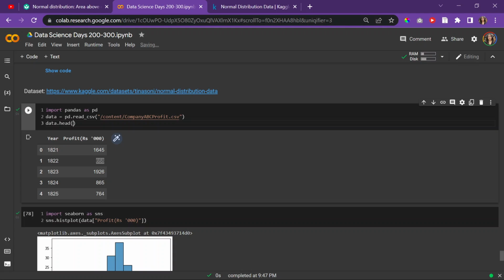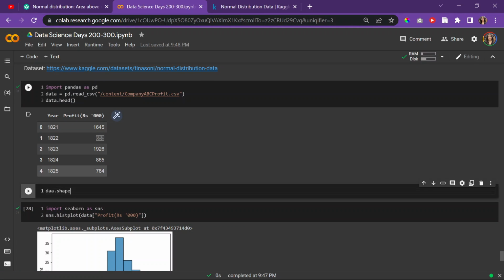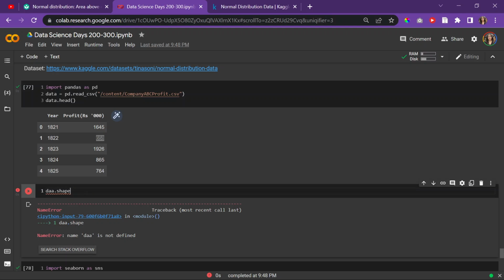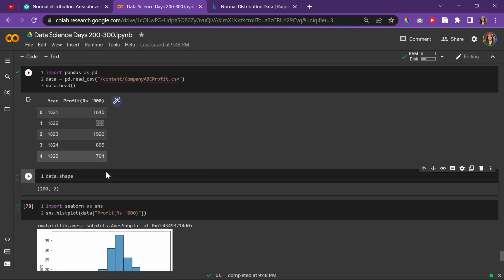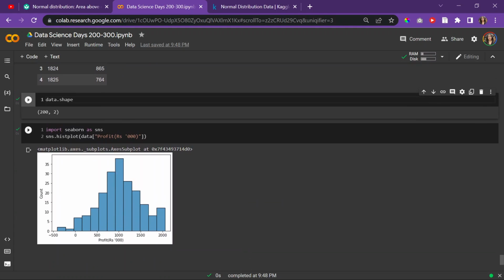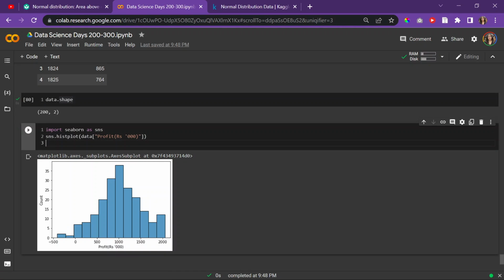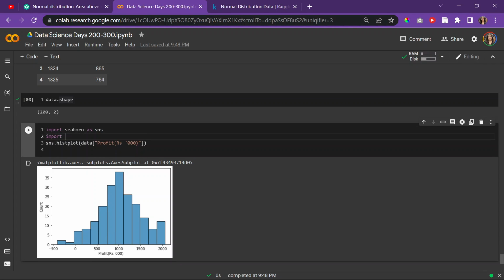So this is frozen currently, as it always does, so we'll just have to wait. Okay, so there's 200 rows and 2 columns. So okay, that's good. Alright, so this is a histogram, so maybe if I want to make it a little bit better, I'm gonna import matplotlib.pyplot as plt, and then I'll do plt.title to give it a title.